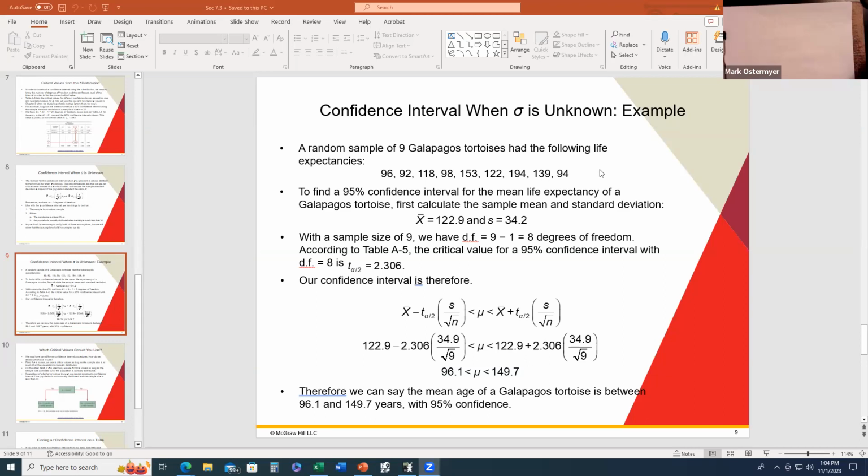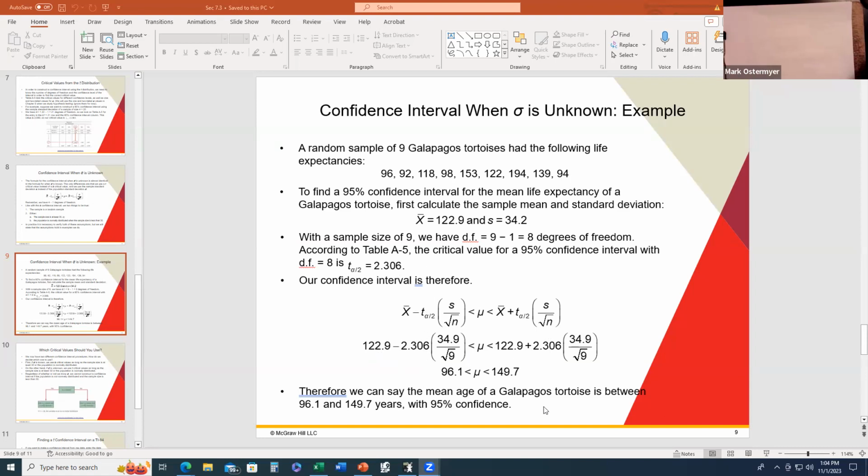Then, ladies and gentlemen, you can either use your table, Appendix table A5, or you can use your inverse t function to find your critical t values for a 95% confidence interval. And that critical t value would be 2.306. So again, whether you use your inverse t function or the t table in your appendix, you should have 2.306. All right, now we can build our confidence interval. We know the mean of the sample is 122.9 years, the average lifespan of these 9 tortoises that were randomly sampled. The critical t value is 2.306 from either a table or our calculator.